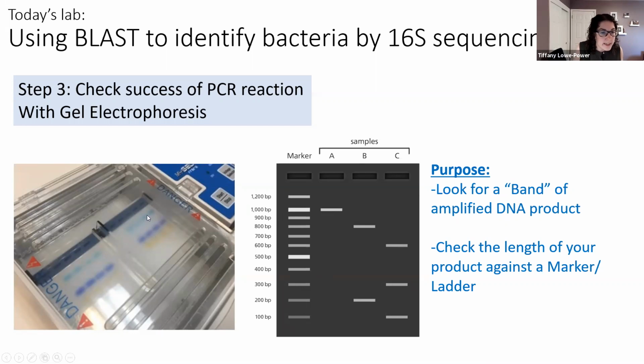So after running it, and usually there's these dyes in it, so you can estimate how far everything's gone. You're not actually seeing DNA bands, you're looking at loading dyes that help you make sure all of this DNA doesn't run off into the buffer at the end. So you'd run it for 30 minutes to an hour, and then we'd go put it on a gel imager and see what our success was.